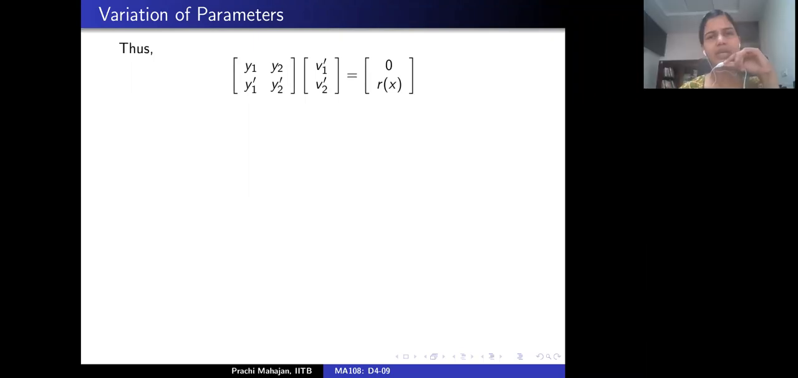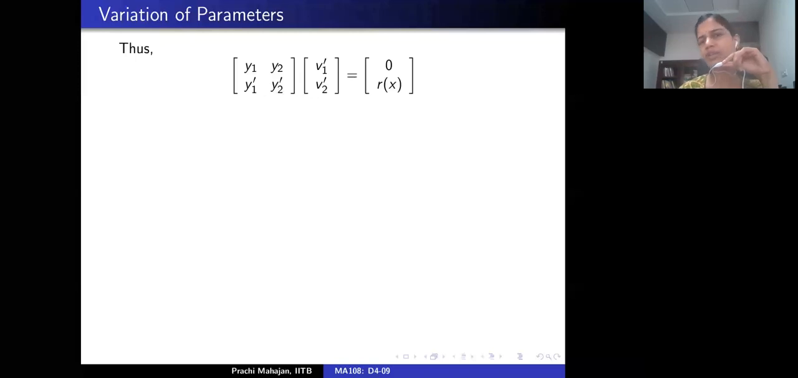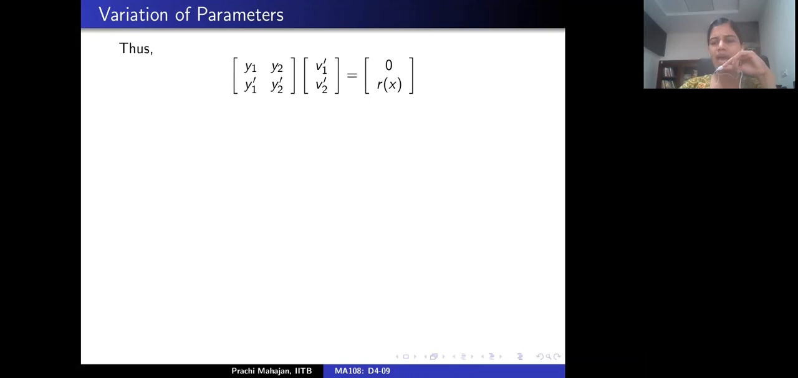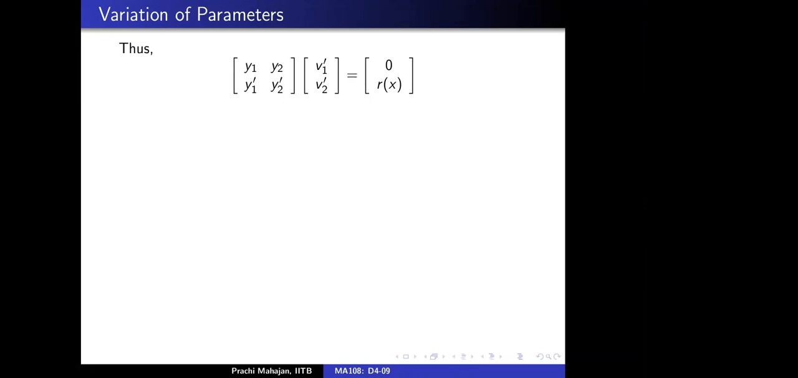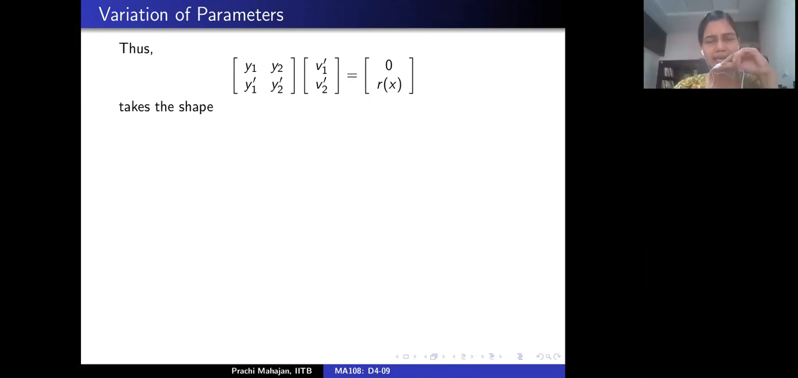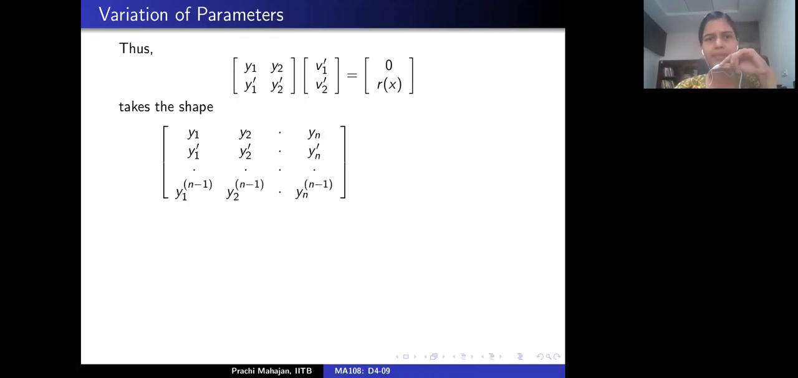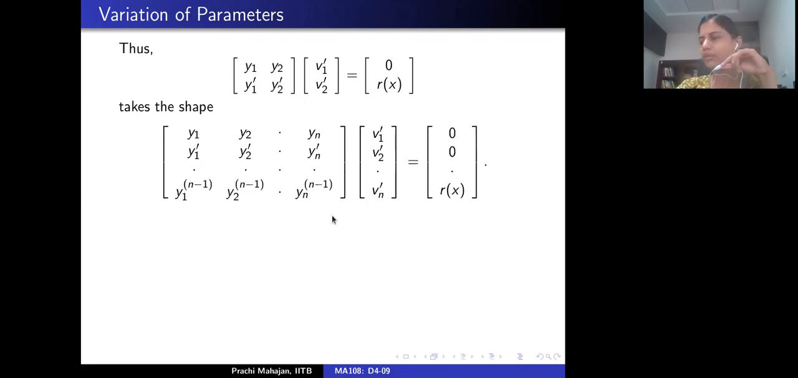Ultimately, what did we do in the order 2 case? We solved this system of equations for the derivatives of v1 and v2 and integrated to find v1 and v2. This is just extrapolated to order n. So in the current situation, this takes the following form. Instead of just having the first derivatives, I will go on till order n minus 1 and I will get the following system of equations.